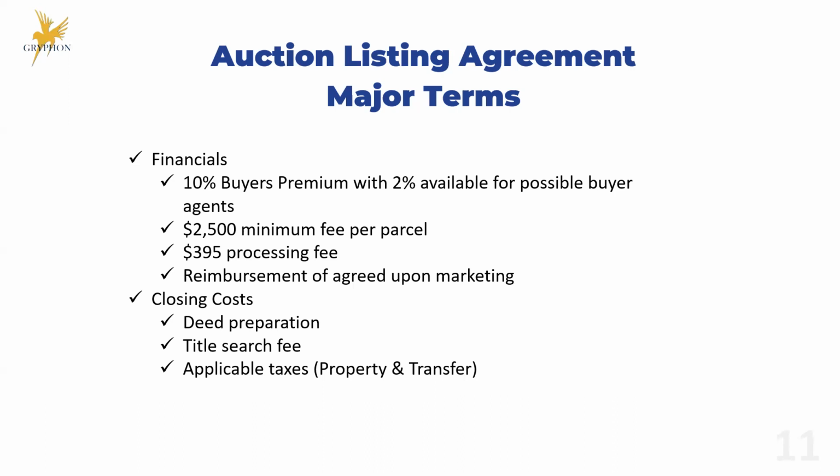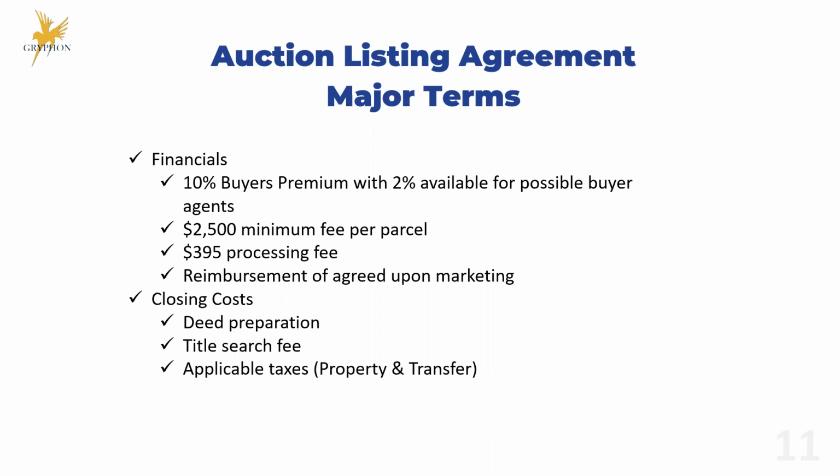The financials: there is a $2,500 minimum fee for taking on an auction property. We've done a lot of bank work and low dollar stuff, and it's not worth it, especially now splitting with the listing agent, listing broker. We're going to be doing too much work to not make a minimum of $2,500 for the sale. So that is one of the other contract terms in the financials.